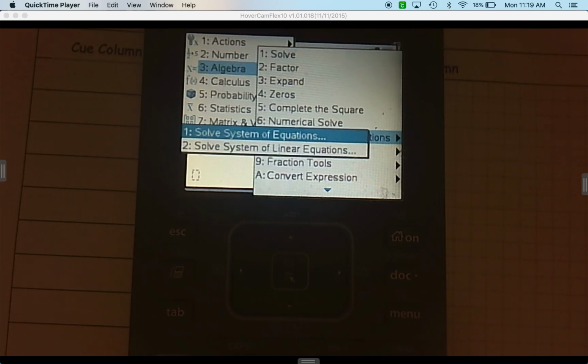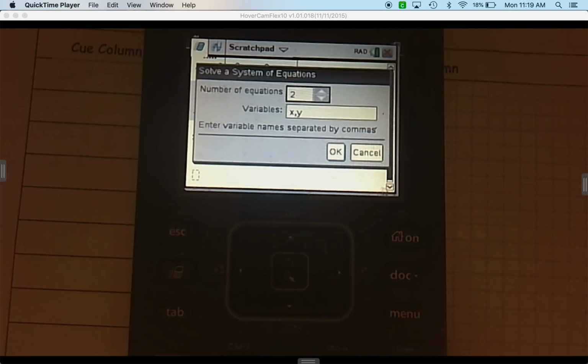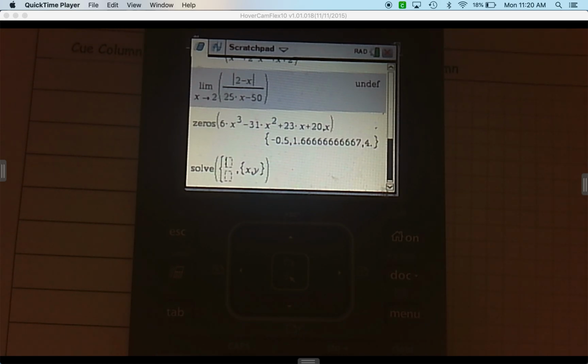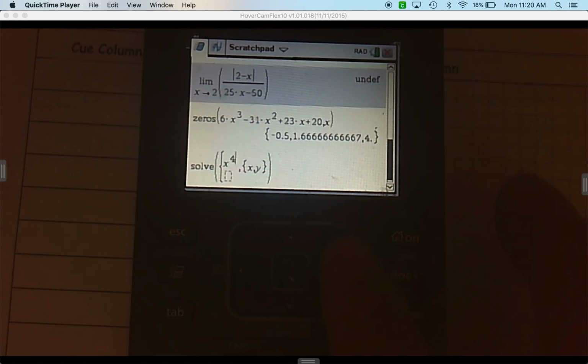So 7. And then this is not linear. So solve a system of equations. I'm going to press number 1, and then type in the number of equations. I have 2 equations. Those are my variables. So enter. And then I'm going to just type it in. So that's x squared plus y.